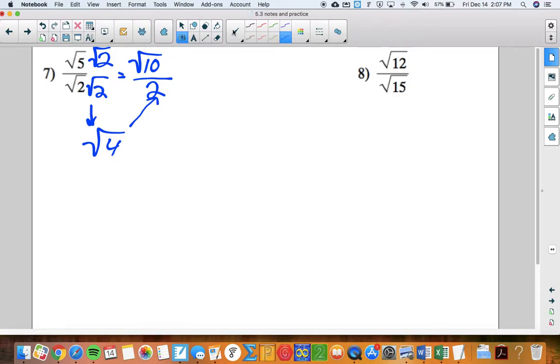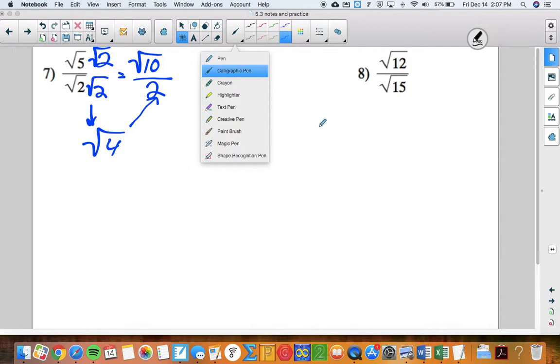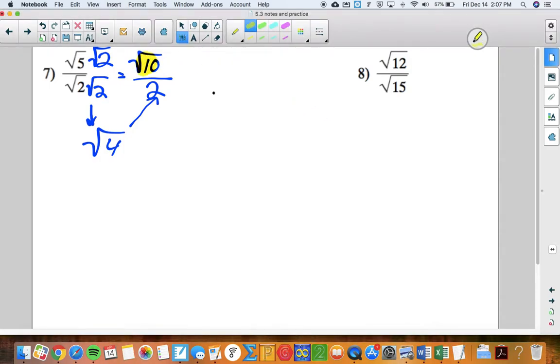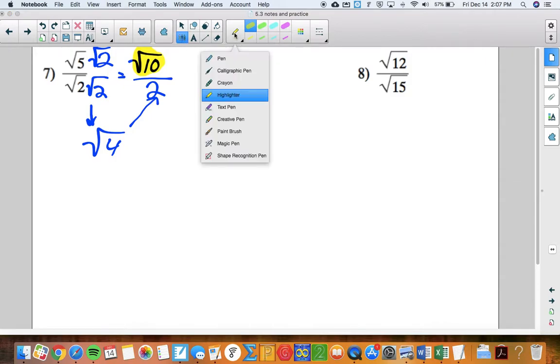Now when you end up multiplying the top, sometimes you get a different square root value. So you have to ask yourself, can I break down the square root of 10 anymore? And you can't. So you're done right there. You'll see what I mean though. I think that'll probably come up in a little bit.